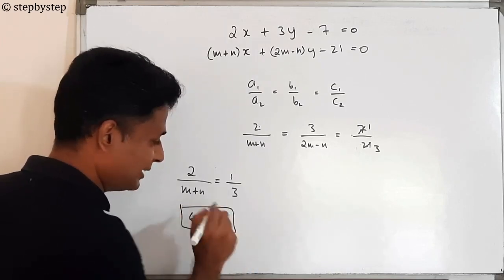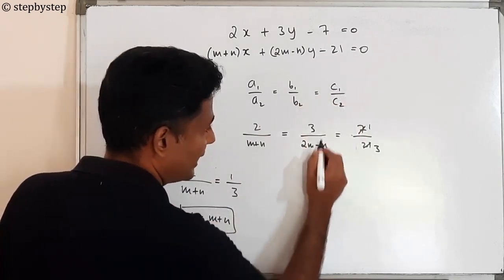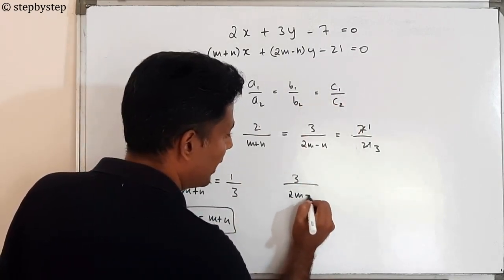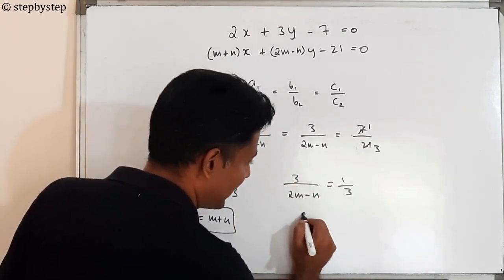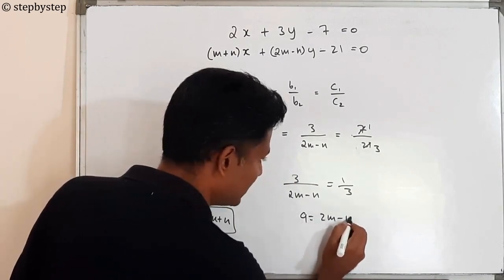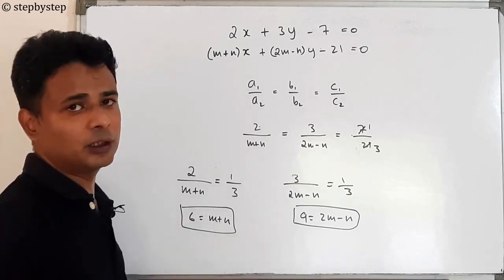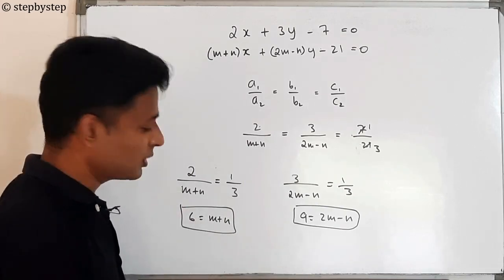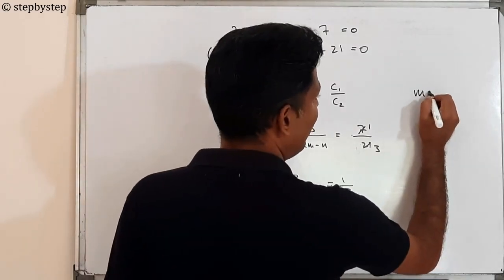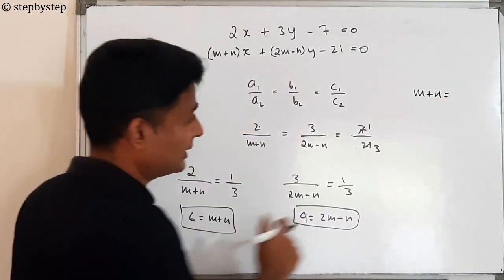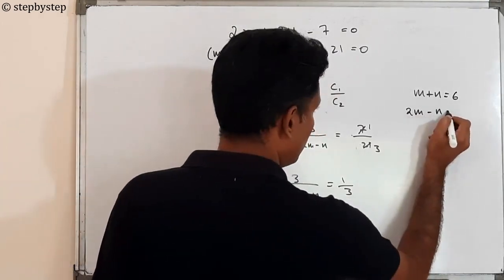This is our first equation. Now I'll use B1 by B2 equal to C1 by C2. So I get 3 by 2M minus N equal to 1 by 3. Now by transposing, I get 9 equal to 2M minus N. So I got two equations. Now using any method, substitution, elimination or cross multiplication, I can find the values of M and N. So we have M plus N equal to 6 and 2M minus N equal to 9.